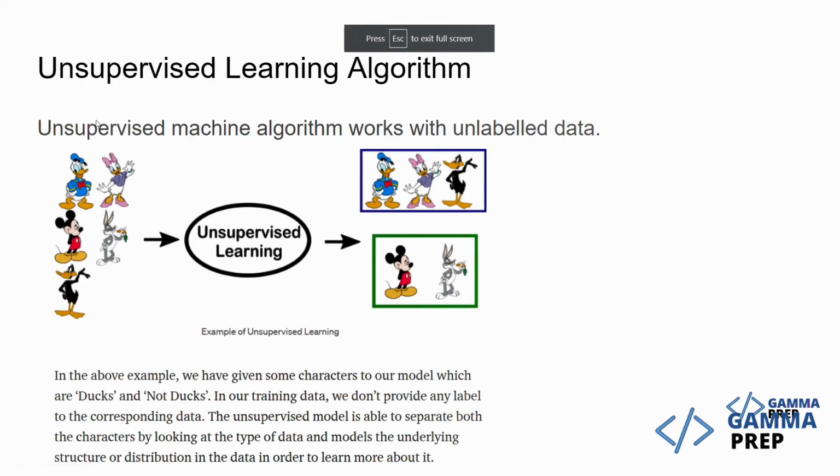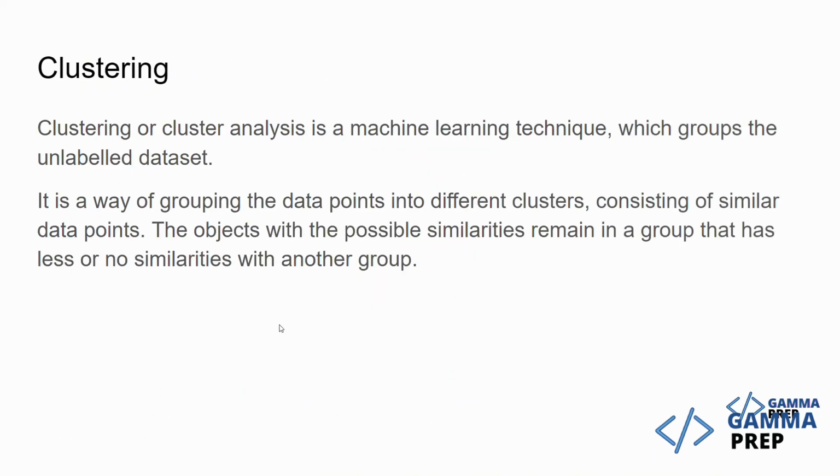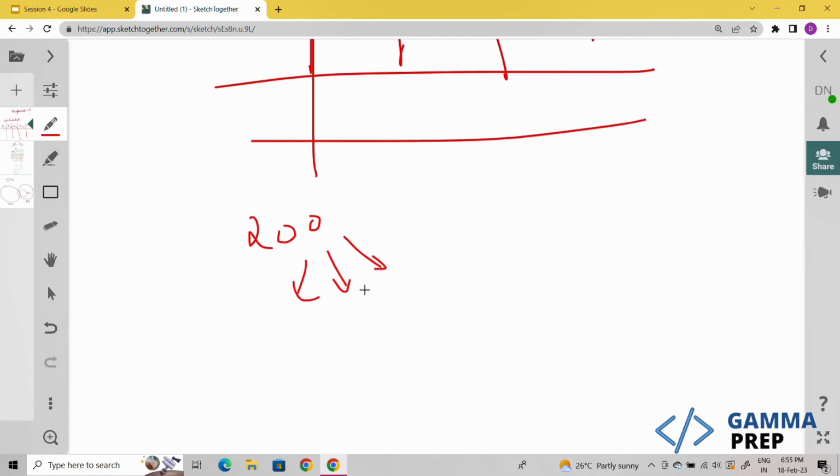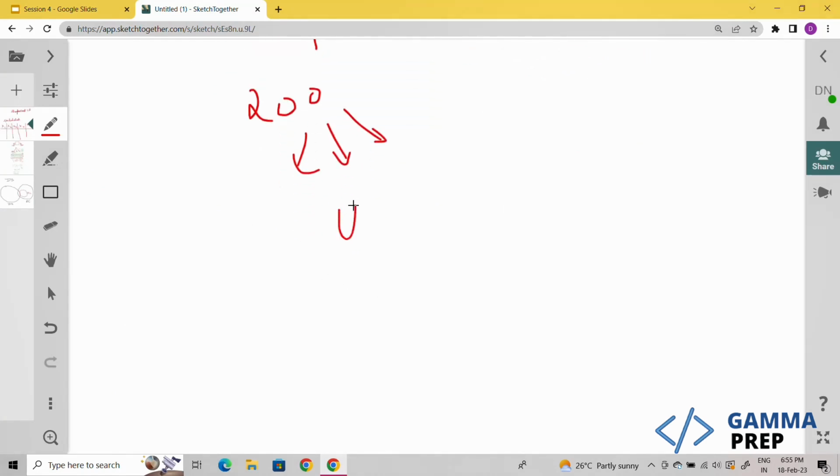So for example, you have these 5 cartoons and you do unsupervised learning and divide them into 2 groups. You can divide them into 3 groups also, 4 groups also. It's totally up to you. Now there are different unsupervised learning algorithms. Okay, there are many. We will be discussing a few.